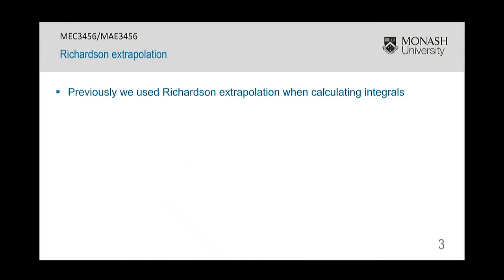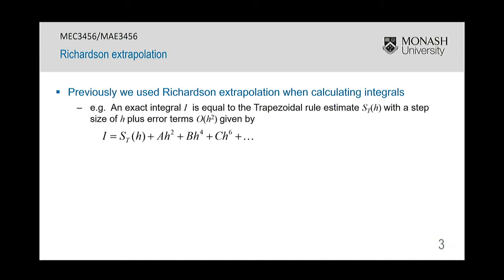So, how do we improve the accuracy? Well, let's go back to integration. Previously, we used Richardson extrapolation when we calculated integrals to improve the accuracy. And the basic idea is, and I'll give you an example here of the trapezoidal rule. If we do an integral with a step size of h using the trapezoidal rule, the exact integral I is equal to our trapezoidal rule estimate with a step size of h plus a series of error terms. The leading order error term is a h squared. So this method is order h squared.